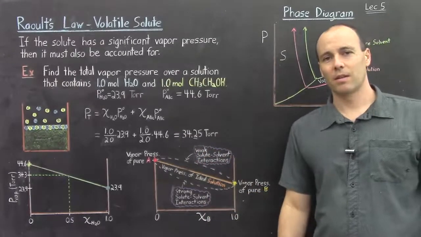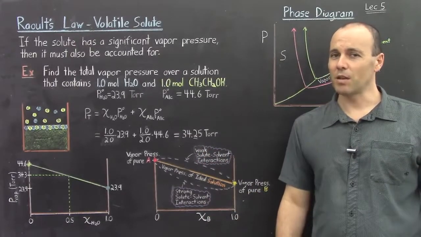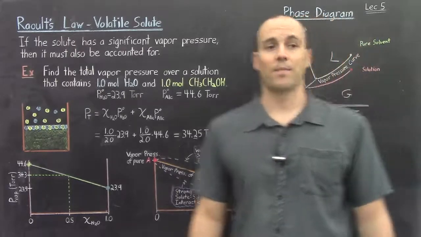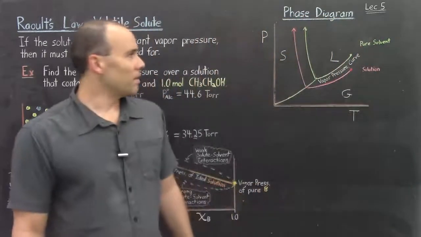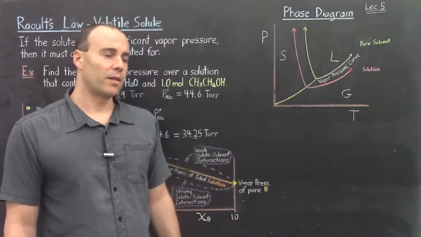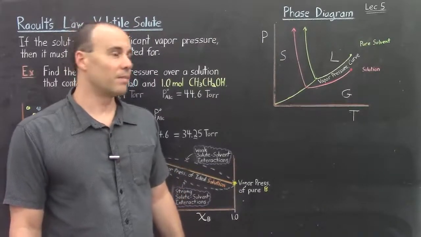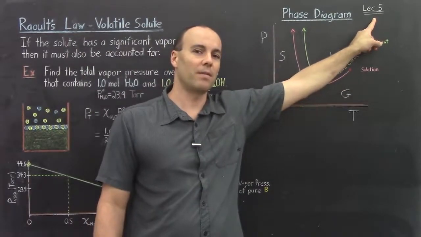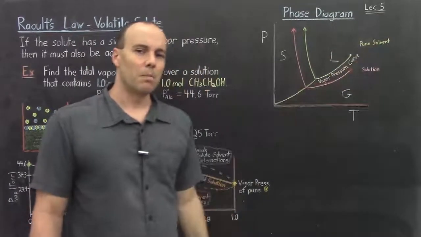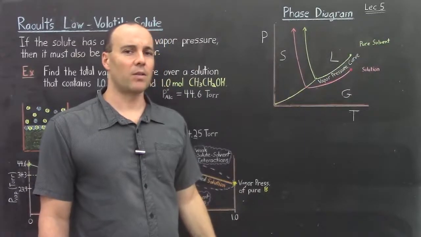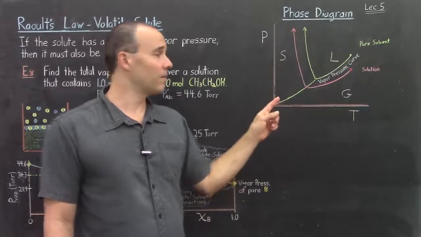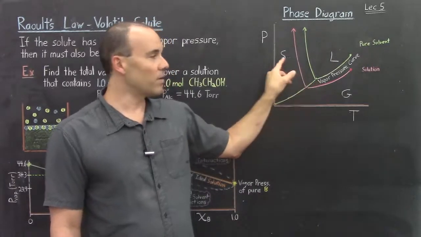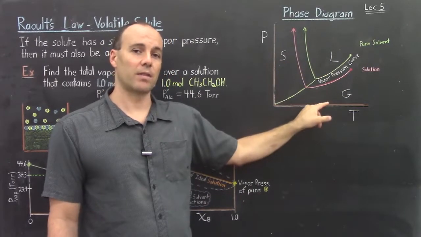Now we can see what the effect of adding a solute is on the vapor pressure by looking at the phase diagram. Let's look at the phase diagram for water here and see how the solute affects it. I'll remind you, we discussed phase diagrams in lecture 5. Now, pure water has a phase diagram given by the green lines here. This is the triple point, and we have our solid, liquid, and gas phases.